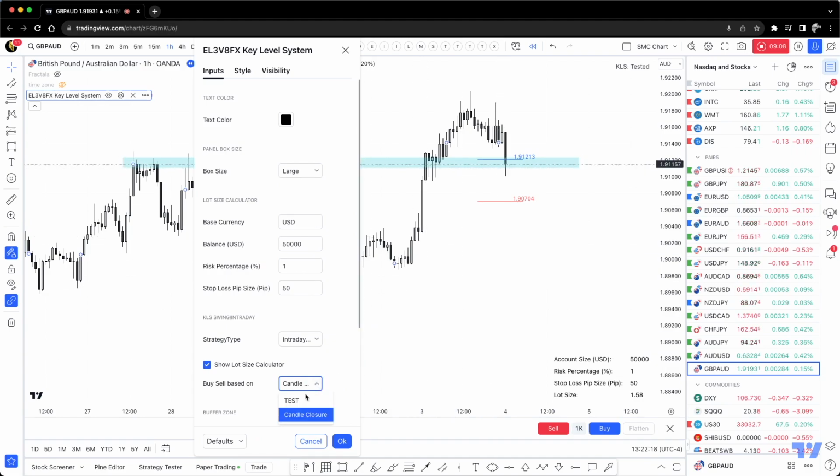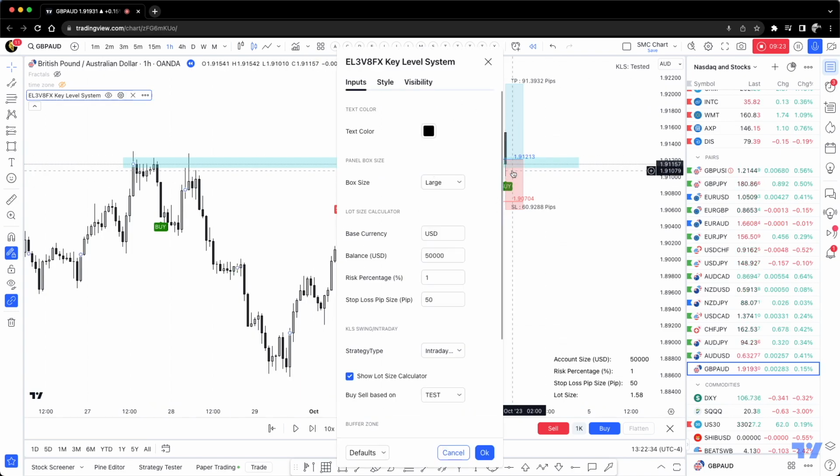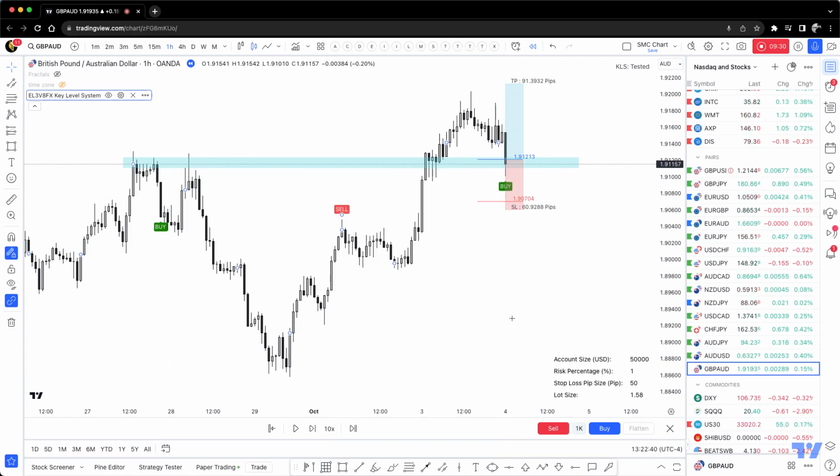So on test, it's going to give me the signal no matter what. Whether it closed below or closed above, it's going to give me the signal no matter what. So it's sort of a filter, let's say. If you don't want to get every entry, or you don't want every signal, then you can decide to go to candle closure. It's up to you. Or you can leave it in test, and it's always going to give you that buy.